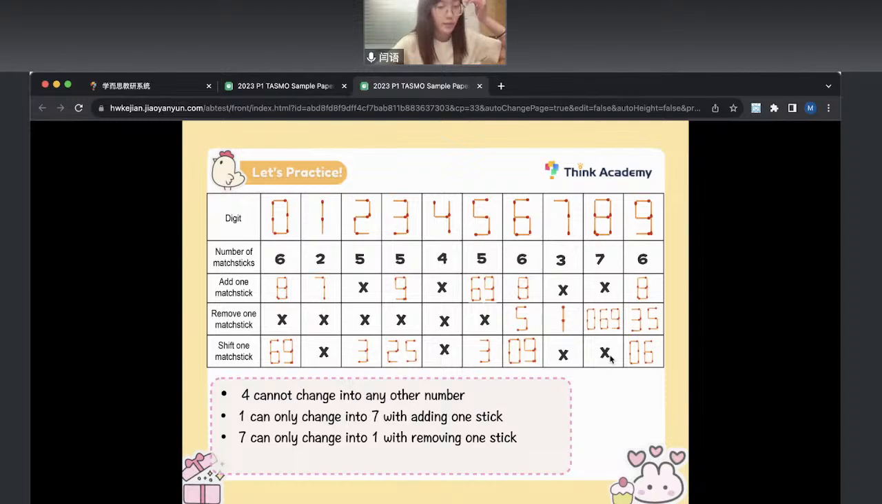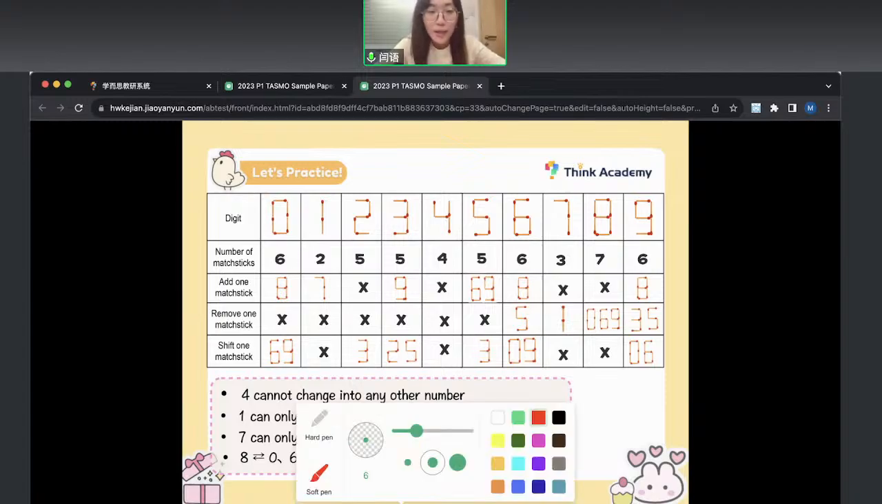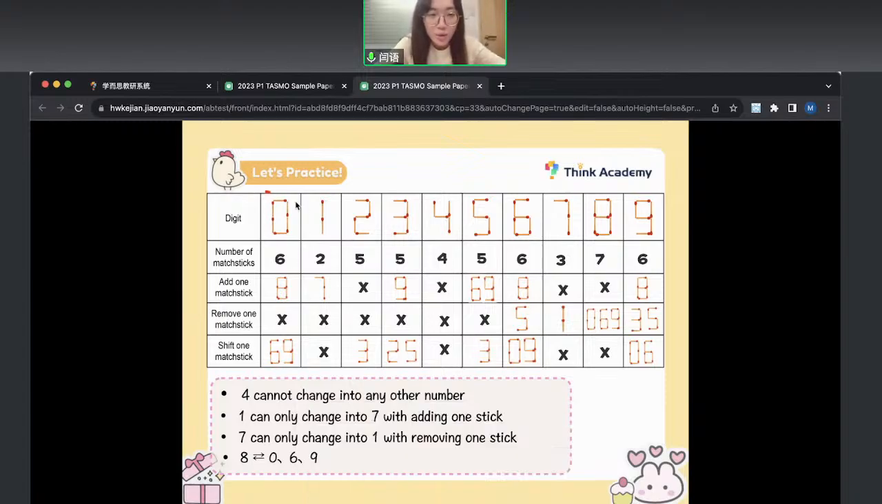Okay. Now, for the last one, pay more attention to 8. Try to memorize the 8 with the digits 0, 6, and 9. Why? Because when you see 0, you just add one matchstick and then you can get 8. And if you shift one matchstick, you can get 6 or 9.